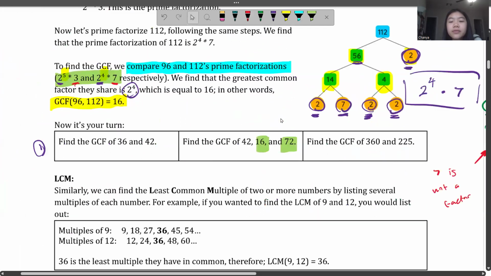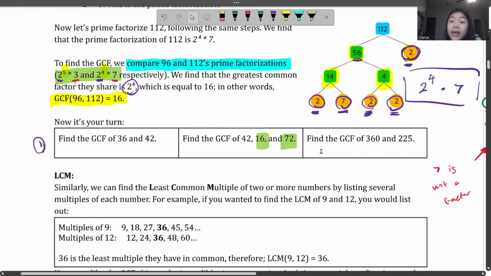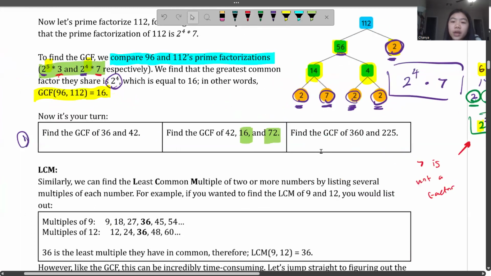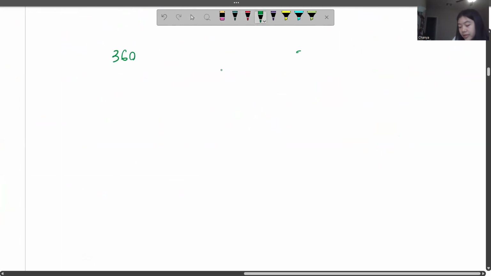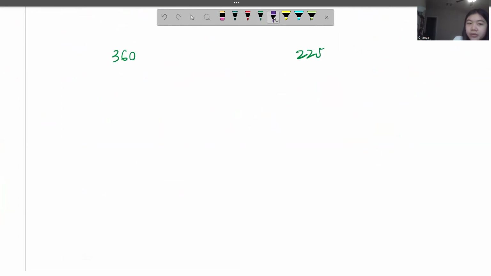Okay, and finally, find the GCF of 360 and 225. First, of course, the best way is to prime factorize both these numbers. So I'm going to make a factor tree here. I guess I'll keep consistent and keep using purple.